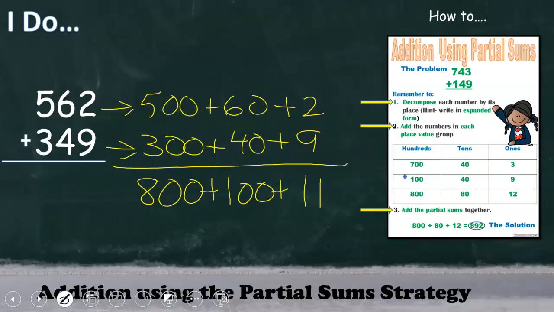800 plus 100 plus 11. I can use a little mental math. I know 800 plus 100 is 900, and add 11, 911. So we know that 562 plus 349 equals 911.